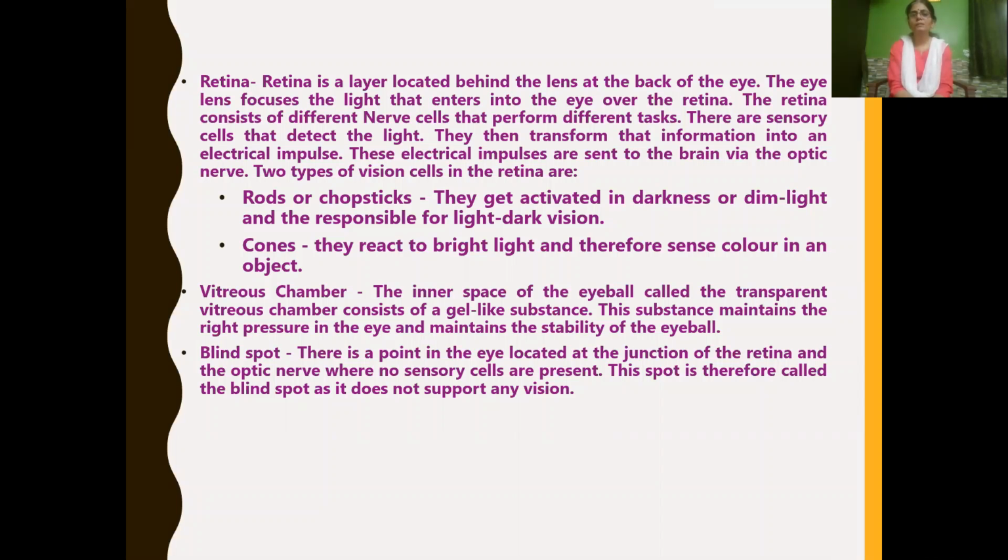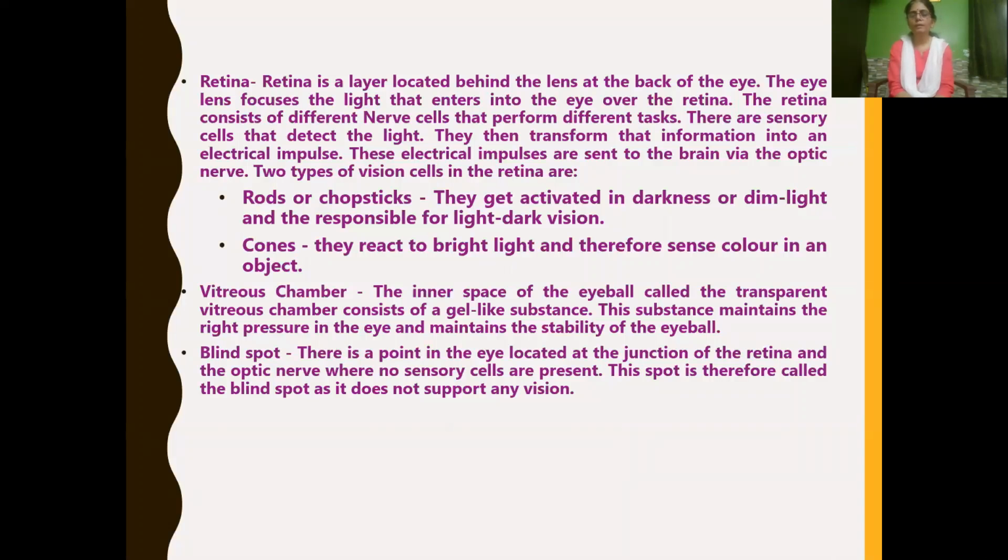The retina consists of different nerve cells that perform different tasks. There are sensory cells that detect the light, and then they transform that information into the form of electric impulses. Then these electric impulses are sent to the brain through the optic nerve. So two types of sensory cells are there in the retina. They are rods and cones.